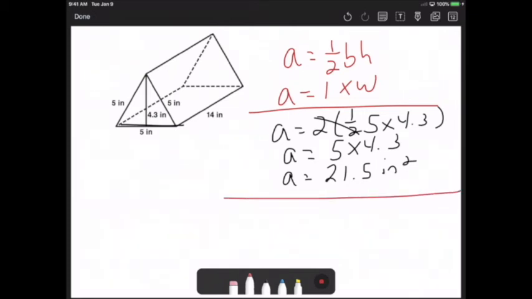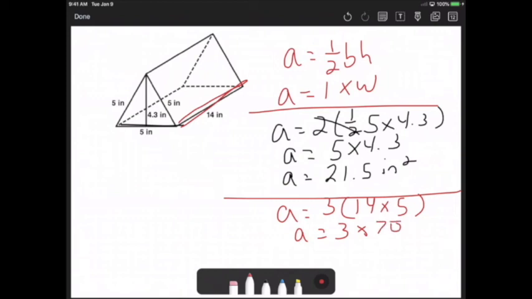So let's do our rectangles. So it's area equals, there's 3 of them, times length times width. So here's the length, which is 14. So it's 14 times 5. So 14 times 5 is 70. So 3 times 70. And then we have area equals 210 inches squared. Now you need to add them up. And when you add them up, you're going to get 231.5 inches squared.